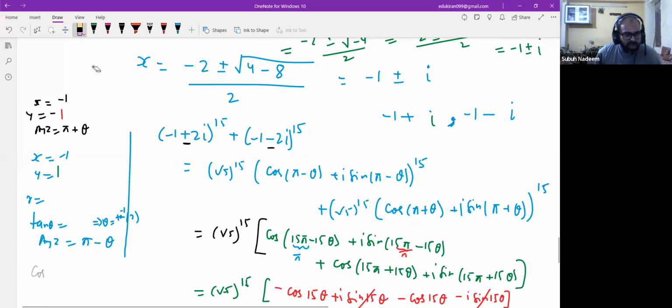So this is r, which is now root over 1 square plus 1 square, root 2, and tan theta is equal to 1. Tan inverse 1 is theta. So this is pi by 4. Now everywhere we are not doing the correction, we'll do at the end. But one thing we have to make sure that this is iota, this is minus iota, this is 2 to the power 15.